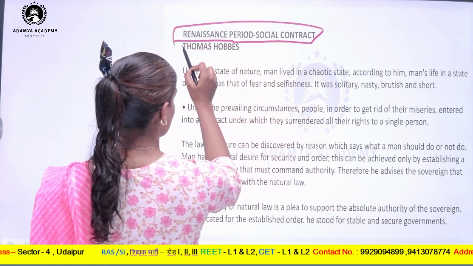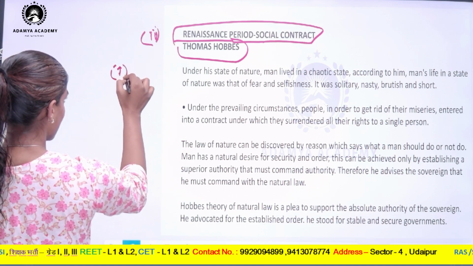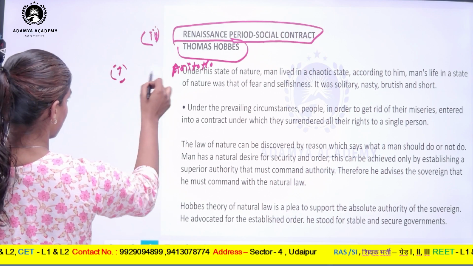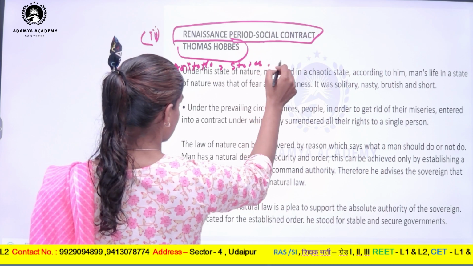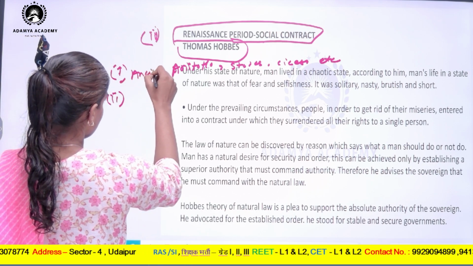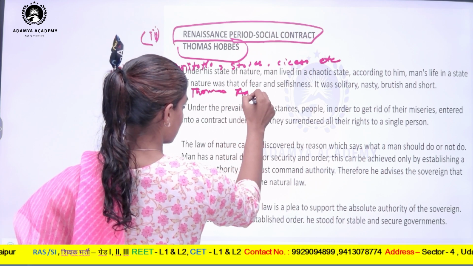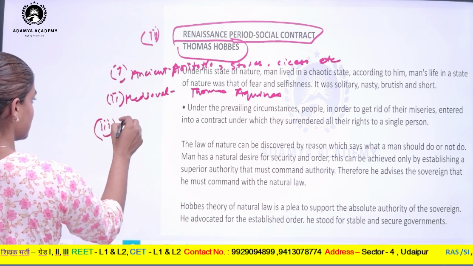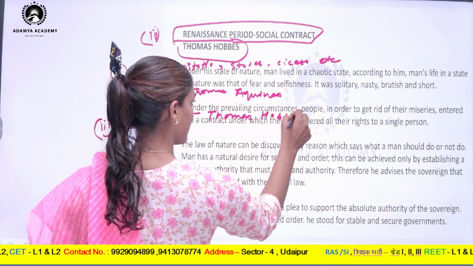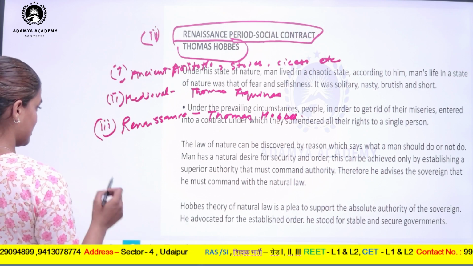Renaissance period or the social contract or Thomas Hobbes. So this is the third period. In the first period, we have studied about Cicero, Aristotle, Stoics, etc. This was the ancient period. In the second period, or the medieval period, the main proponent was Thomas Aquinas. And in the third period, which is the Renaissance age, we are studying about Thomas Hobbes. So Thomas Hobbes gave a very famous theory known as social contract theory. So consider, for the sake of convenience, I'm erasing all this.